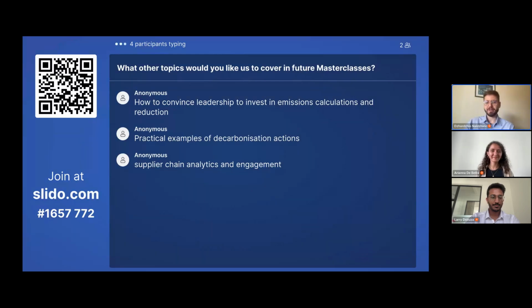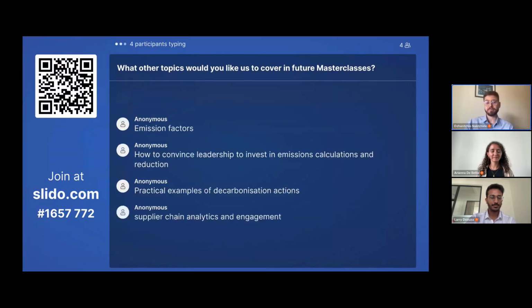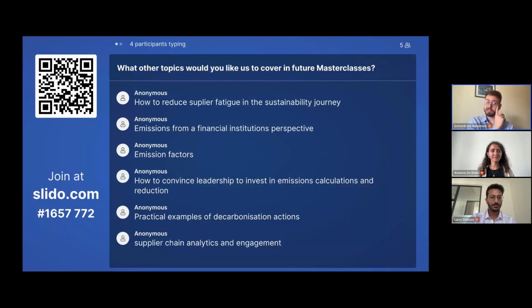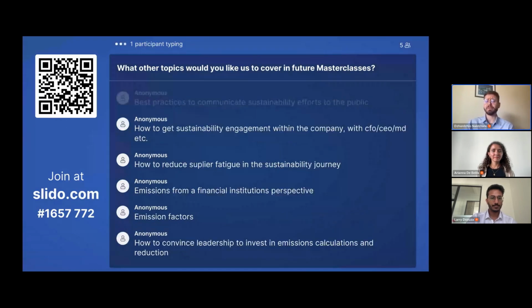Okay, so what we have: how to convince leadership to invest in emissions calculation and reduction. That is a great question. We offer some tailored advice on the Plan A side from our customer excellence and success team. So we have lots of experts guiding you and helping you with that, because that is often one of the most difficult challenges, the in-house sustainability politics, as it were, because that brings us to the core of how businesses, brands and companies function.